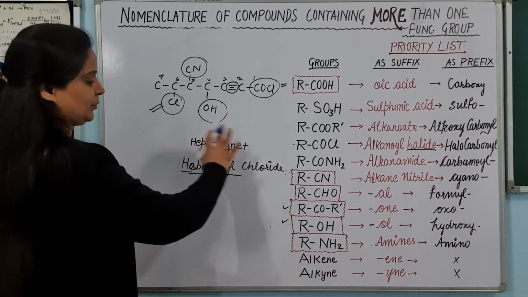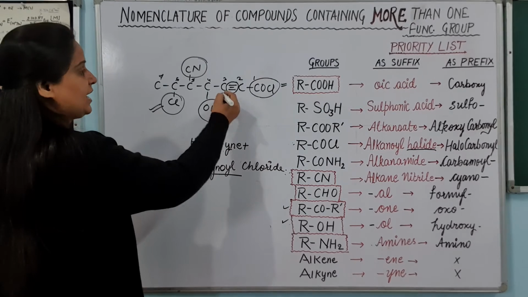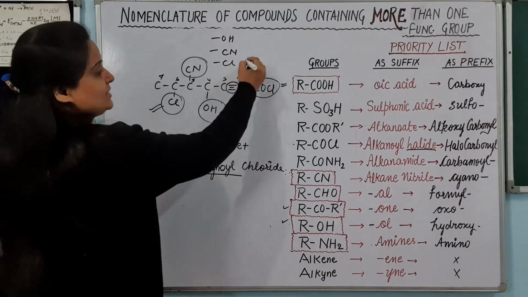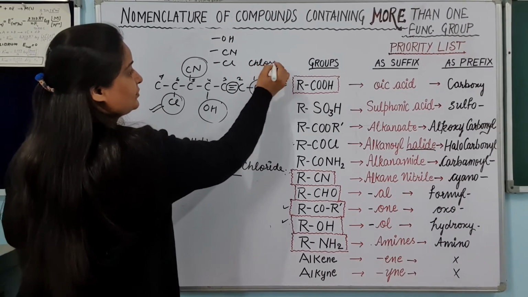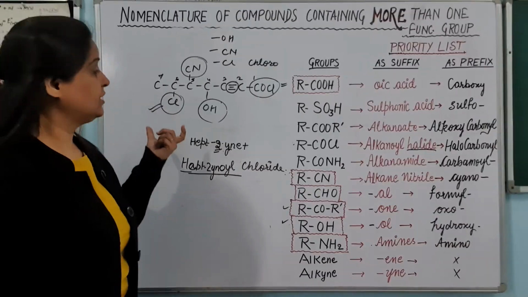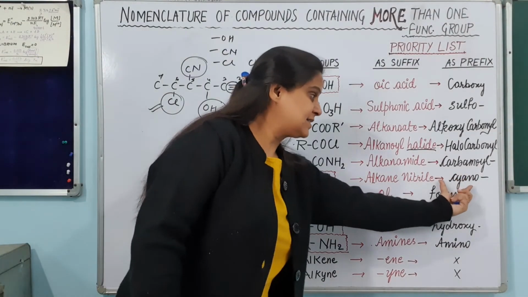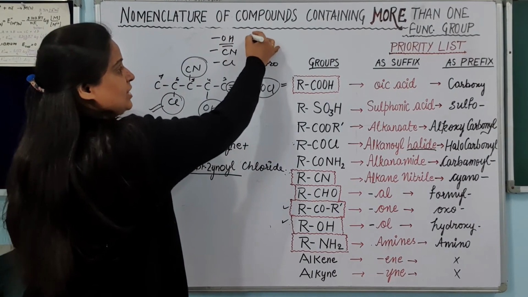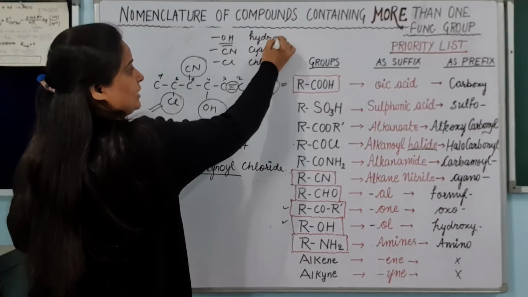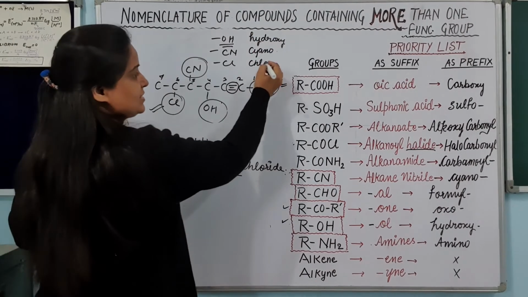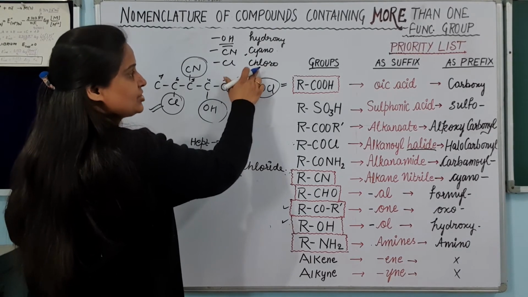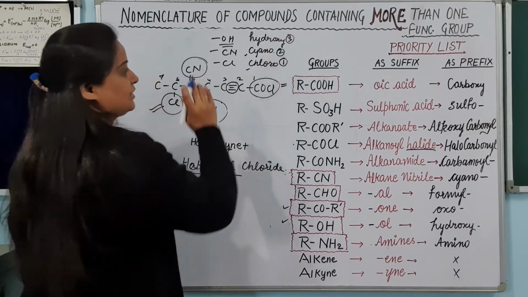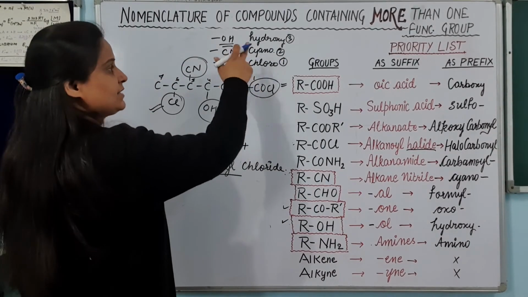So what is left now? This part is done, the suffix is done. Now we have OH, we have CN, we have Cl. Cl is named as chloro. CN is also a prefix, so CN will be named as cyano. What is OH? Hydroxy. Now, out of these three, the alphabetical order is chloro first, cyano second, and hydroxy third. So first you will write down chloro, then cyano, then hydroxy.